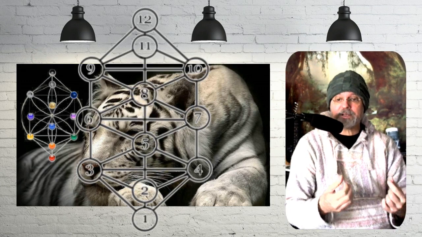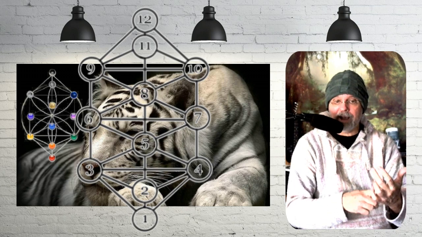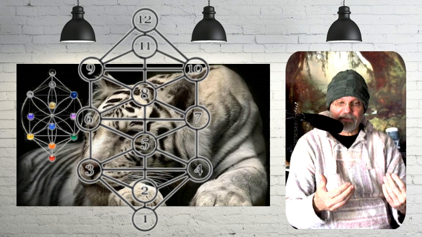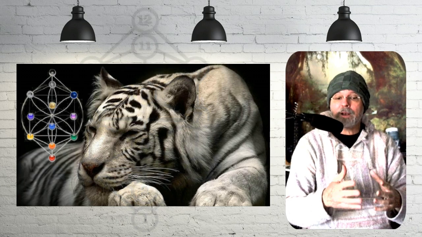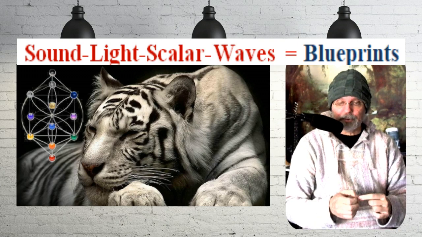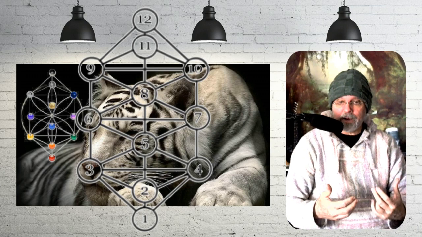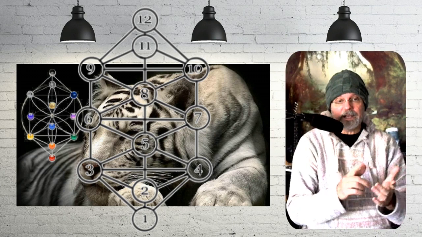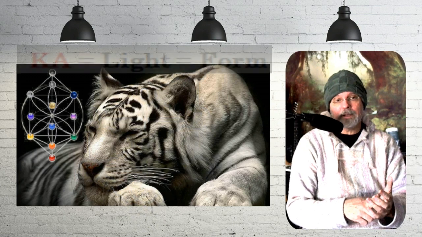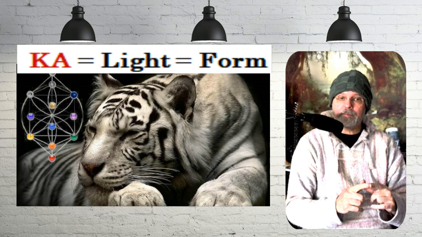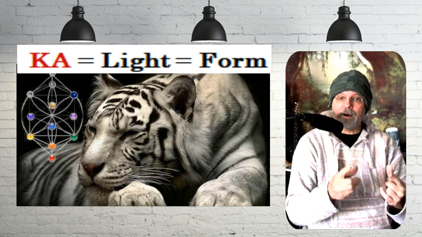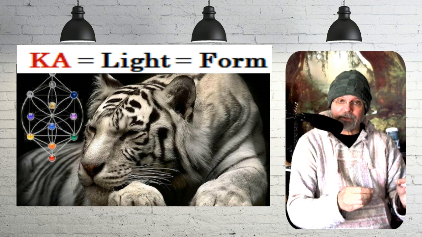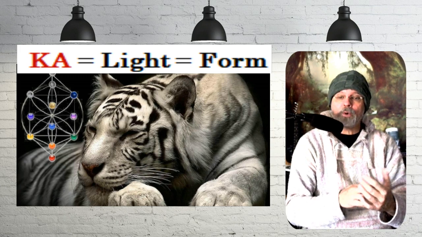The Kathara is the holographic template of sound, light, scalar waves that serves as blueprints on which matter manifests. Sound, light, scalar waves equals blueprints. The Kathara grid of the human body is the control center for manifestation of the human being. Ka equals light, right? We established that. But it also equals form. All form is made up of the spectra of light that represents the manifestation of patterns of dimensionalized electrotonal frequency.